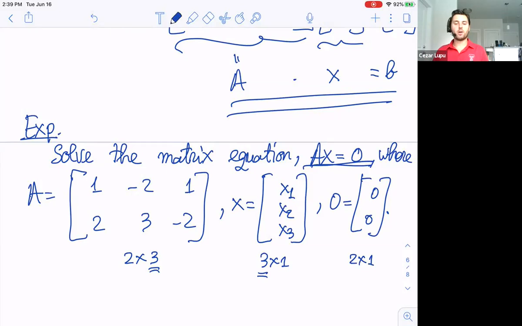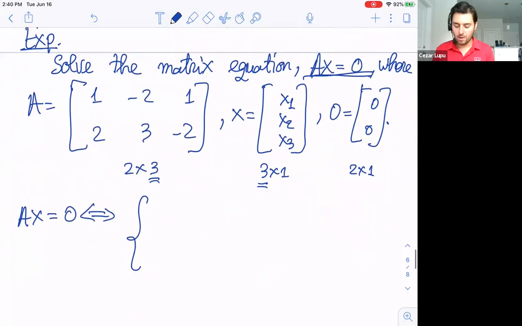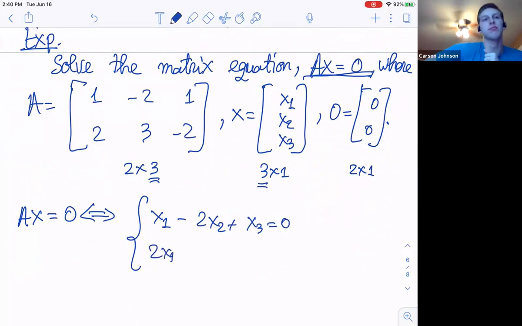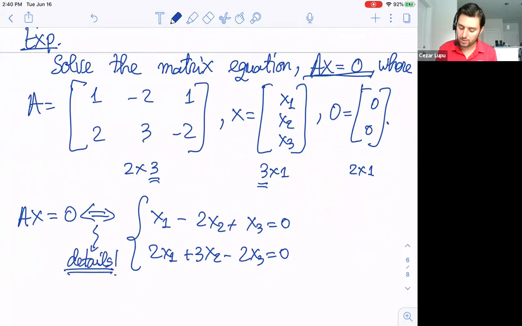So it's possible. So instead of saying solve the linear system of equations, I'm just telling you to solve this matrix equation. But no problem. Once you know the matrix multiplication, this will be nothing else. And I'll leave it to you for the details. When you multiply, this will be x1 minus 2x2 plus x3 equals 0, 2x1 plus 3x2 minus 2x3 equals 0. So I'm going to leave the details to you. Make sure you check them out.